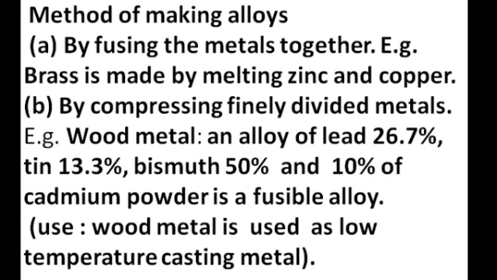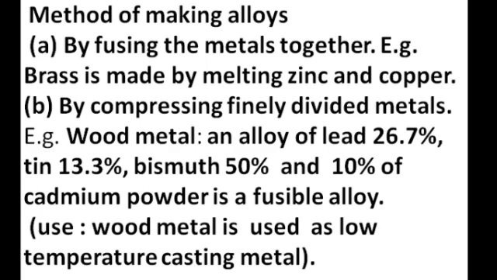Example, wood metal. What is wood metal? An alloy of lead 26.7%, tin 13.3%, bismuth 50%, and 10% of cadmium powder is a fusible alloy. This is called wood metal.